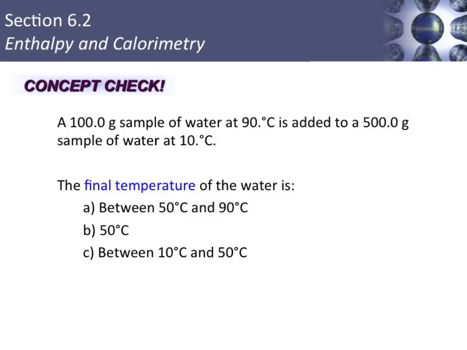This time, we have a 100-gram sample of water at 90 degrees Celsius, and we add that to 500 grams of water at 10 degrees Celsius. So our specific heat capacity is still the same, but we add our 100 grams of water to 5 times the mass, and it's a colder temperature. So what is the temperature going to be? It's got to be closer to the colder one, since there's more of it.